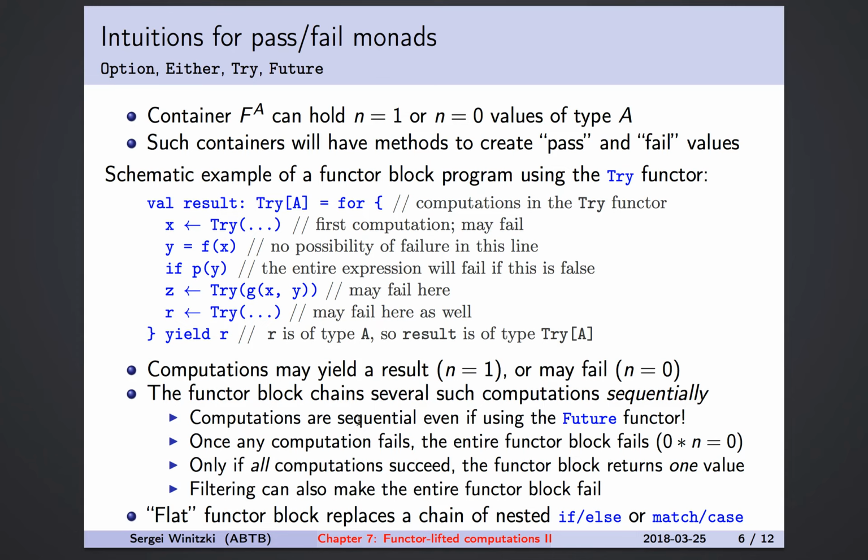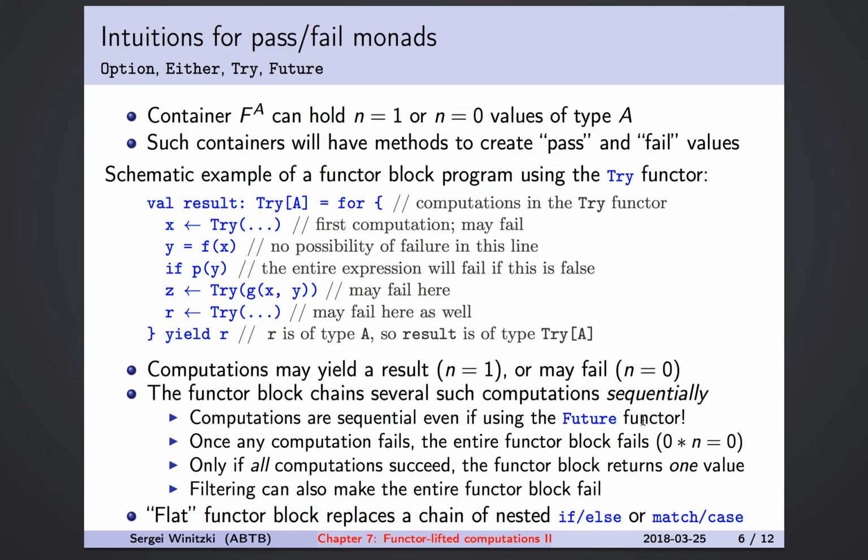So this is true even if we have the future functor. The future functor schedules computations on different threads, and these computations could be proceeding in parallel, but still the computations are sequential. We'll see an example about this.